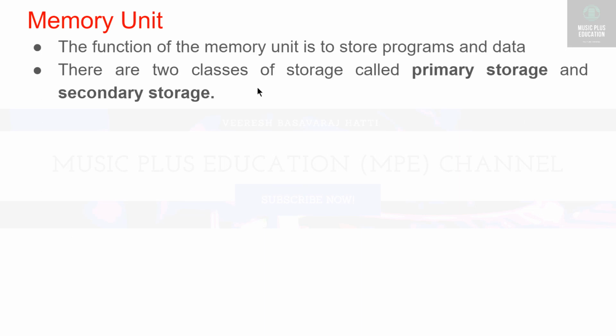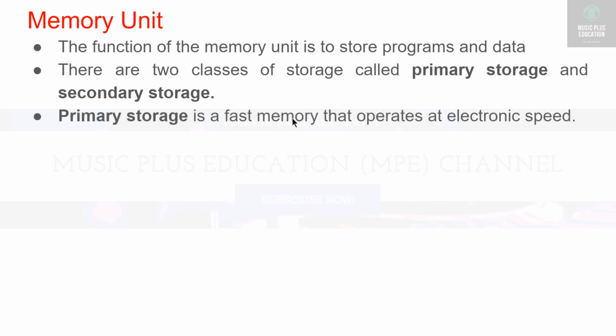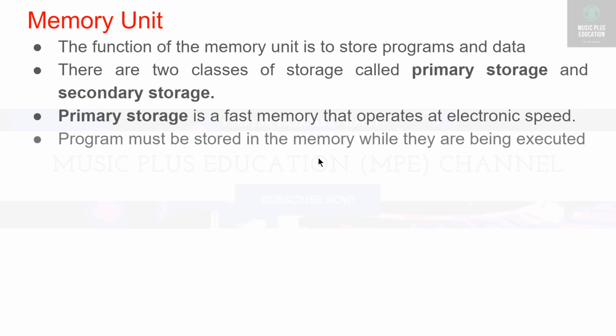Memory unit. The function of the memory unit is to store programs and data. There are two classes of storage, called primary storage and secondary storage. Primary storage means random access memory. Secondary storage is hard disk drive, CD, DVD, and so on. Primary storage is fast memory; that is, RAM is fast memory that operates at electronic speed. Programs must be stored in the memory while they are being executed.